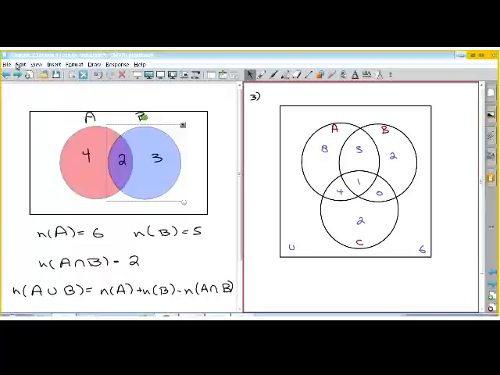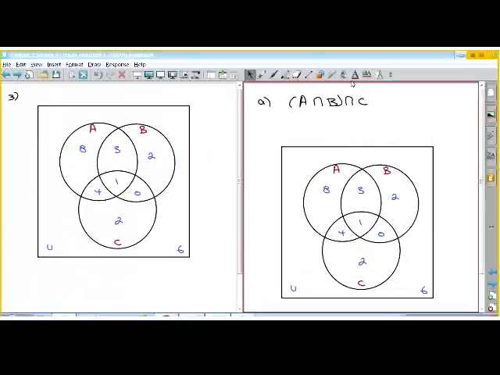So what we're going to do is figure out what area on the Venn diagram each expression represents, and then read the number that is associated with that. The first one says we're looking at the intersection of set A and B, and then intersect with set C. If you do the first intersection, it's this football.